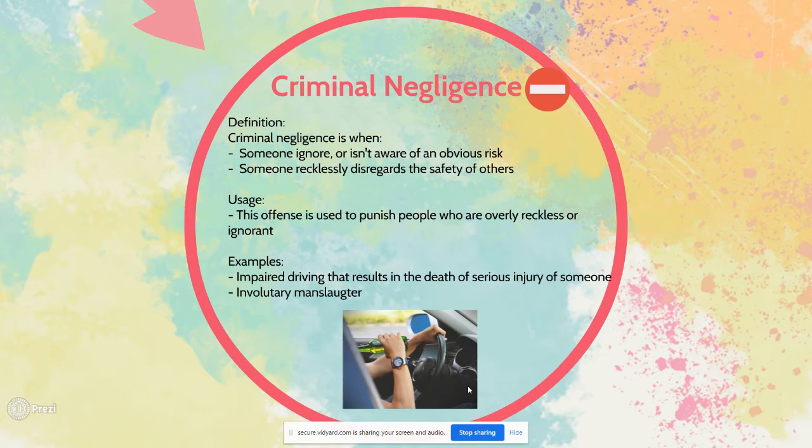Next one, criminal negligence. According to the laws of Canada, anyone is criminally negligent if they ignore a known or obvious risk or show wanton, reckless disregard to the safety of others. An example of criminal negligence would be driving impaired despite knowing the risks involved. Another example of criminal negligence is the offense of involuntary manslaughter.